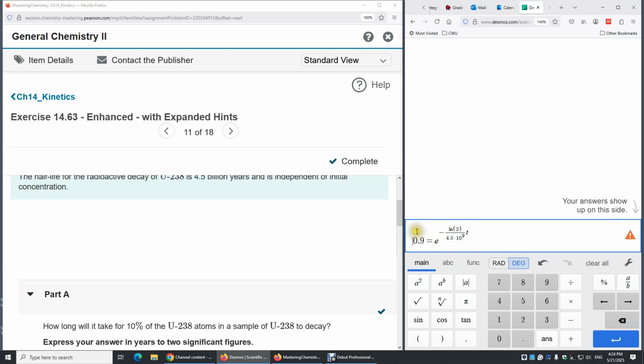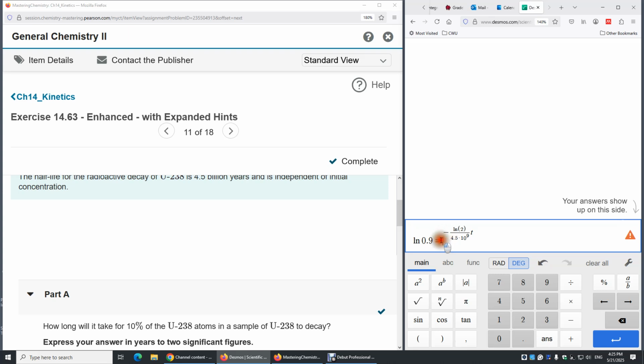So again, 0.9 is the concentration at time t divided by the initial concentration. Based on this information, it should be 90%. And then it's e to the power negative kt. And k is ln2 over the half-life, and then we compute t. How do we do that? I'm going to take the logarithm of both sides. And the logarithm of e to the power of this whole thing is just this.